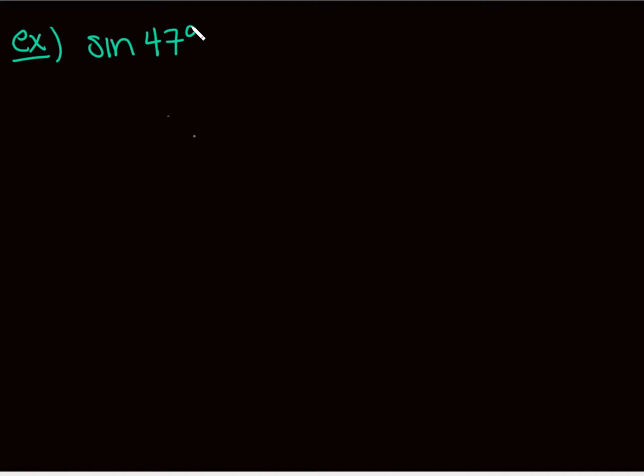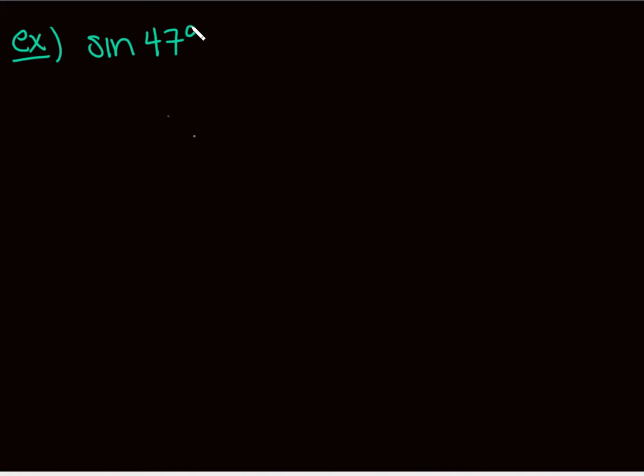Okay, so the sine of 47 degrees, I can't easily draw a triangle with a 47-degree angle where I know what the sides are. So I can't use the fact of an equilateral triangle. Its other side wouldn't be an isosceles, right? Its complementary angle wouldn't be. So this is where our calculators come in, which is great.